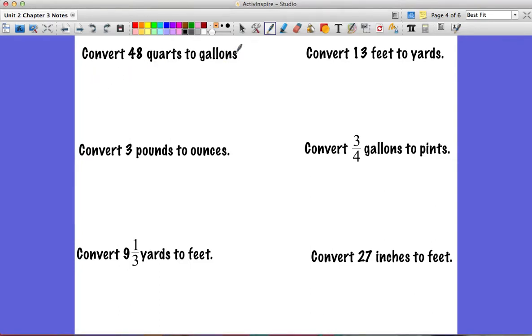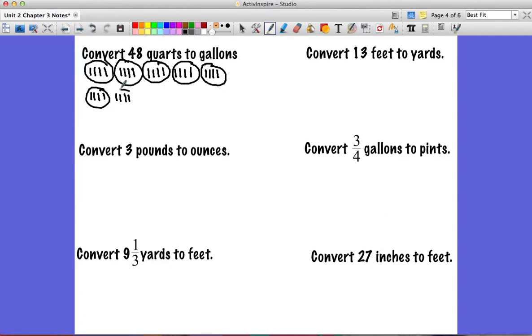When you take 48 quarts and put it in gallons, you're taking all 48 quarts and essentially counting: 1, 2, 3, 4, that's 1 gallon. 5, 6, 7, 8, that's 2. 9, 10, 11, 12, 13, 14, 15, 16, 17, 18, 19, 20, 21, 22, 23, 24, 25, 26, 27, 28, 29, 30, 31, 32. Because every 4 quarts makes a gallon.